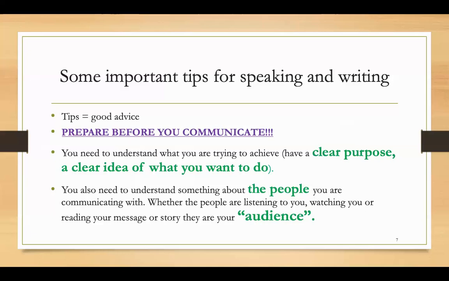You need to understand what you are trying to achieve and have a clear purpose. A clear purpose means you have a clear idea of what you want to do, what you want to achieve, what you want to happen. You also need to understand something about the people you are communicating with, whether the people are listening to you, watching you, or reading your message or story. They are your audience. And I will use that word a lot for the people who you are communicating with.